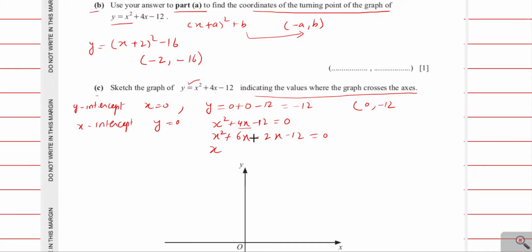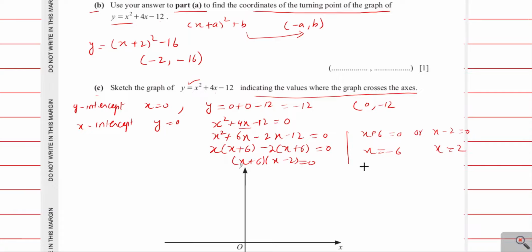And we take the common factor. In the first two terms, it becomes x plus 6. And minus 2 is common, so it becomes x plus 6. Therefore, (x plus 6) into (x minus 2) are the two factors. And therefore, x plus 6 equals 0 or x minus 2 equals 0. Therefore, x equals minus 6, and x equals 2. And the points of the x-intercept will be (minus 6, 0) and (2, 0).